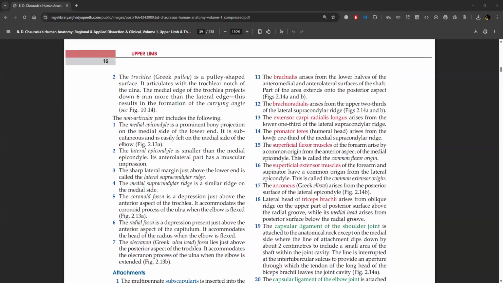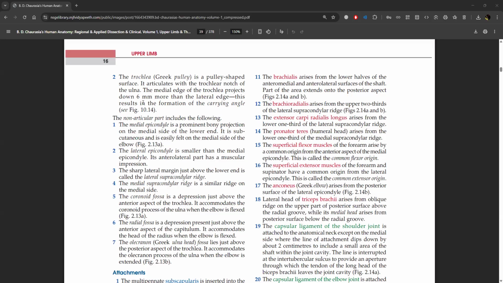Number 11. The brachialis arises from the lower halves of the anterior medial and the anterior lateral surfaces of the shaft. Part of the area extends onto the posterior aspect, figures 2.14a and b. Number 12. The brachioradialis arises from the upper two-thirds of the lateral supracondylar ridge. Number 13. The extensor carpi radialis longus arises from the lower one-third of the lateral supracondylar ridge.